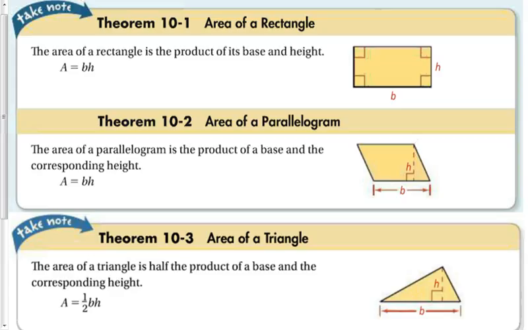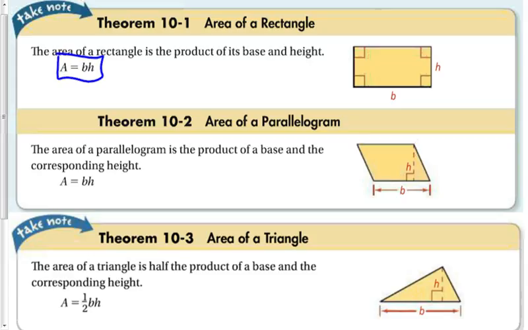So, theorem 10.1 says the area of a rectangle is the product of its base and its height. Very simply put, base times height, or length times width. That may be the way that you learned it. 10.2 says the area of a parallelogram, same thing: the area of a parallelogram is the product of the base and the corresponding height.